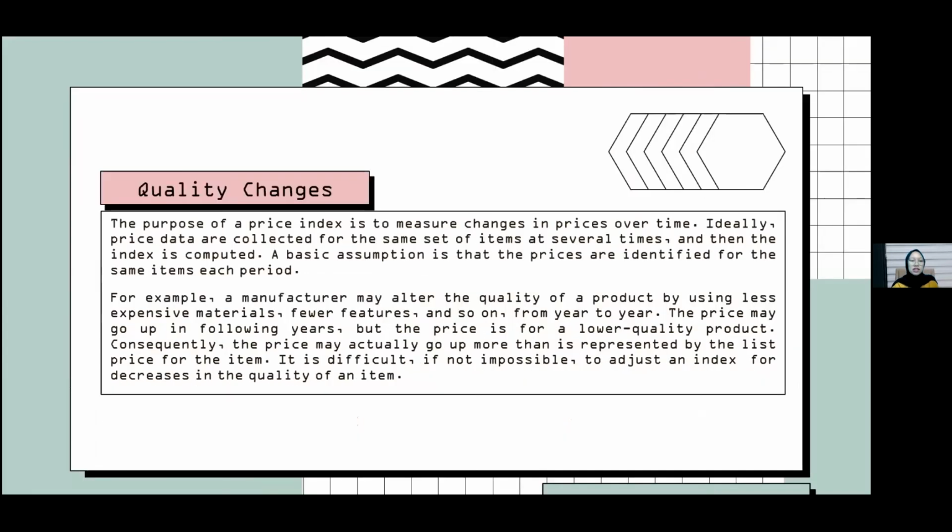Next, quality change. The purpose of a price index is to measure change in price over time. Ideally, price data are collected for the same set of items at several times and then the index is computed. For example, a manufacturer might alter the quality of a product by using less expensive material, fewer features, and so on from year to year. The price may go up in following years, but the price is for a lower quality product.